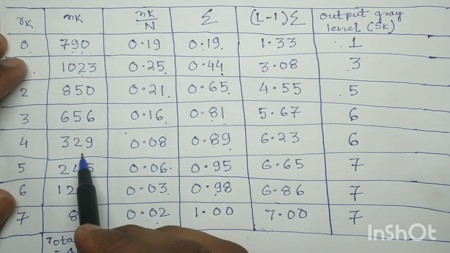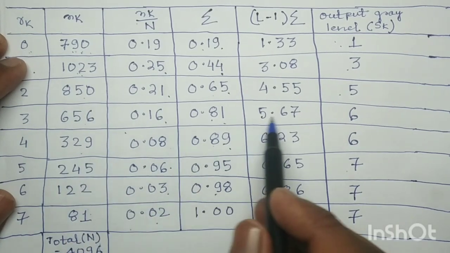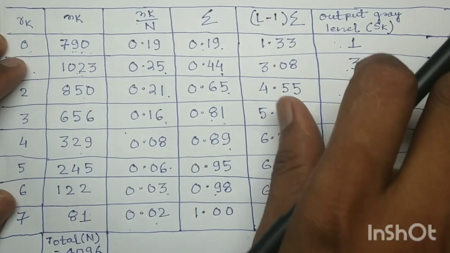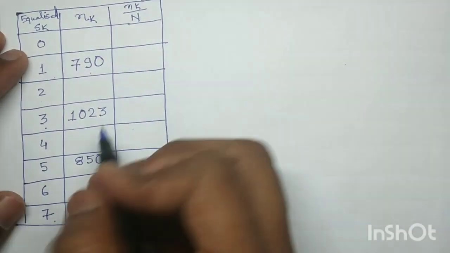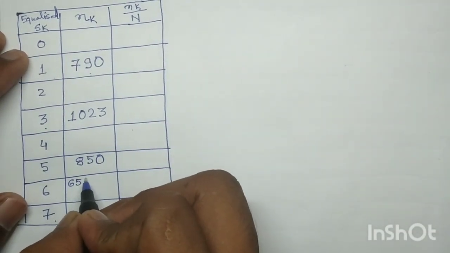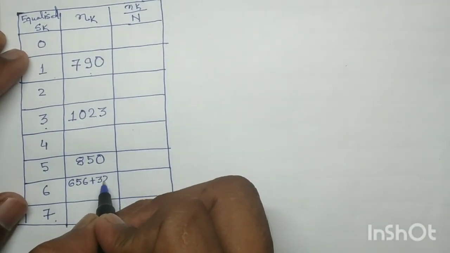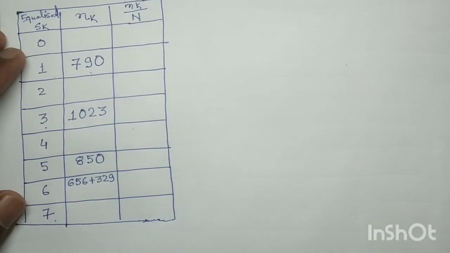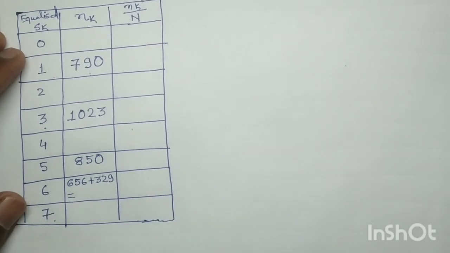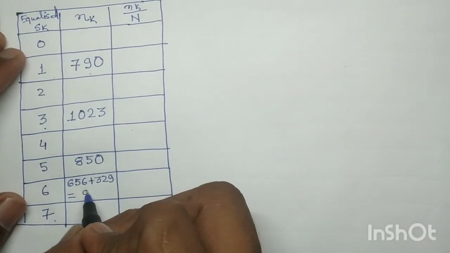656 and 329 pixels are assigned to the new gray level 6. So I will write 656 plus 329, it is assigned to the new gray level 6, and the sum of both is equal to 985.